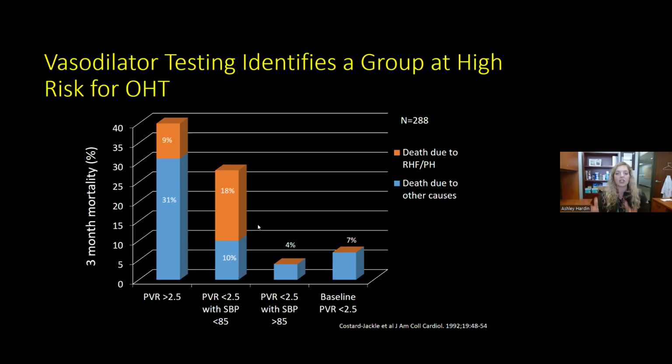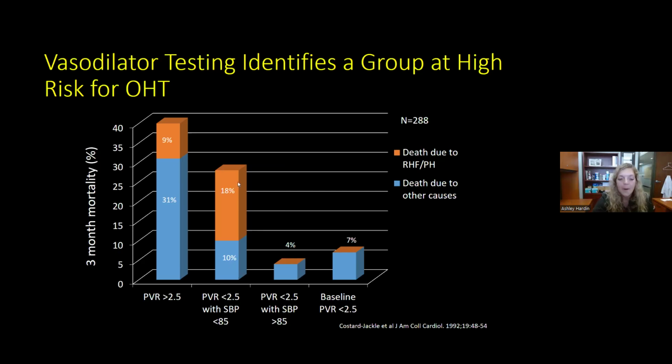So those patients who had reversible pulmonary hypertension without systemic hypotension did pretty well after their 3 months after transplant. If we had patients that had a PVR greater than 2.5, we gave IV nitroprusside. Their PVR we could lower, but only at the expense of hypotension. They actually had a 28% 3-month mortality.